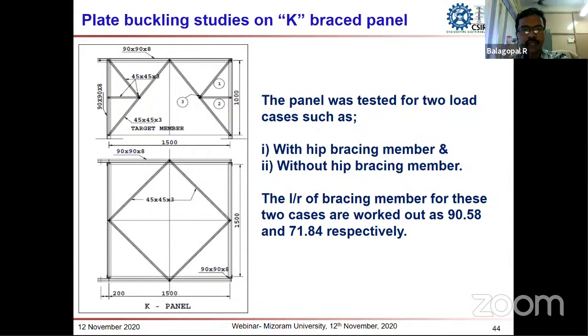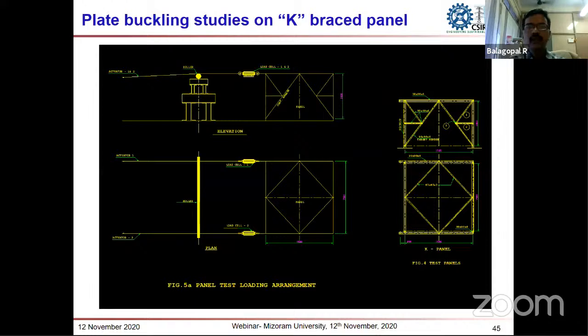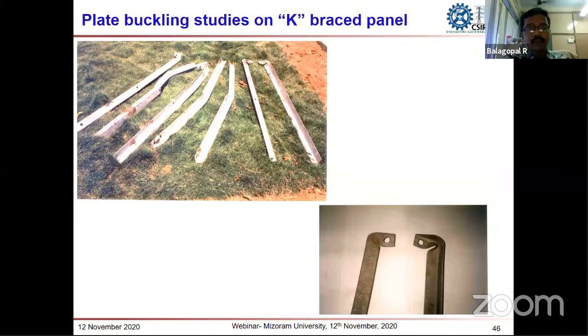Hip bracing member is nothing but a member connecting the leg member to the bracing member. In between these two bracing members, the two bracing members will be connected through one more member, called a hip bracing member, that view I didn't show. And one more panel without any hip bracing. That panel was subjected to lateral load at top, and that failure we can see here. Here you can see that the panel member has failed due to the stress concentration near the bolt hole. Apart from plate buckling, due to the stress concentration near the bolt hole, that angle member has buckled.